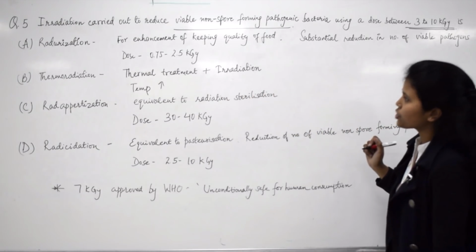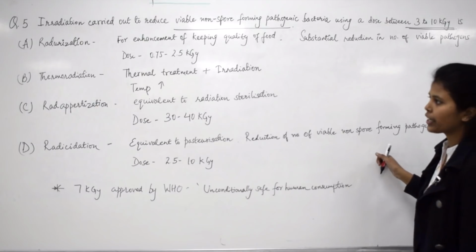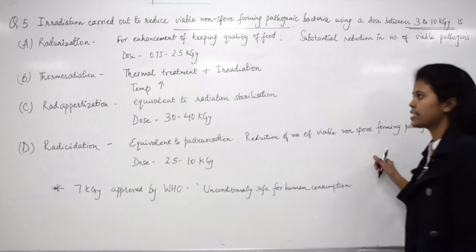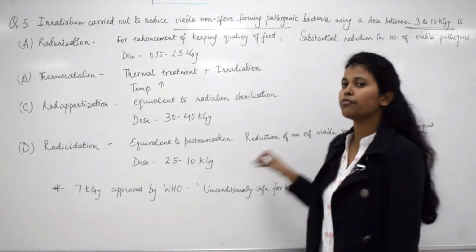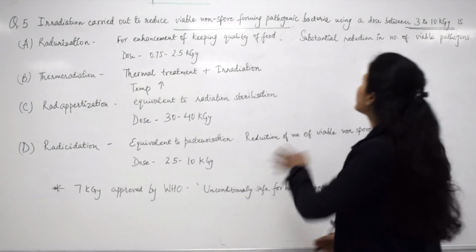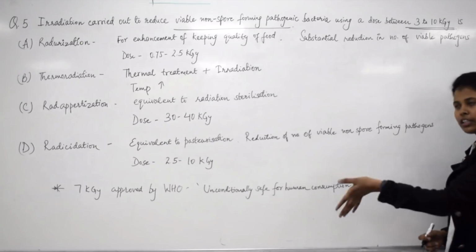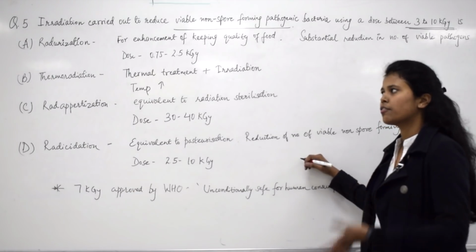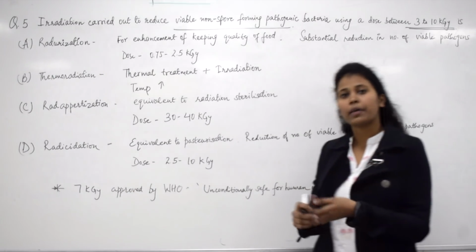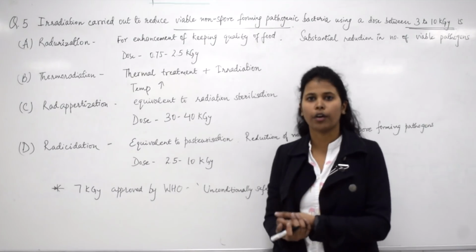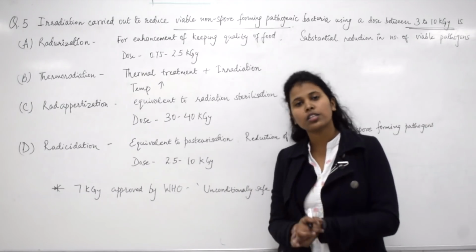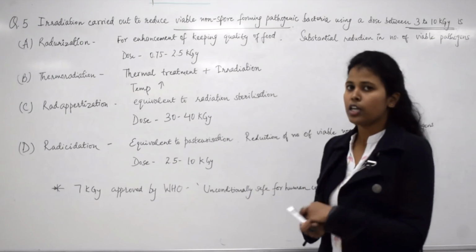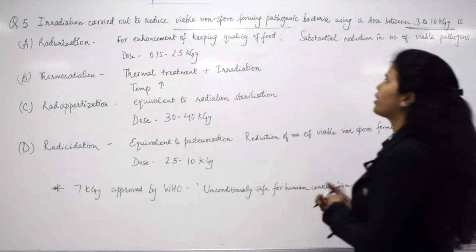Options: option A, radurization. Option B, thermoradiation. Option C, radappertization, and option D, radicidation. The question is asking for the process that is used at this dosage. So let's look at all these processes. First process is radurization. This is a very simple process where the basic aim is to enhance the keeping quality of the food product. The dosage used is very low, that is 0.75 to 2.5 kilogray. So simply the keeping quality is improved.